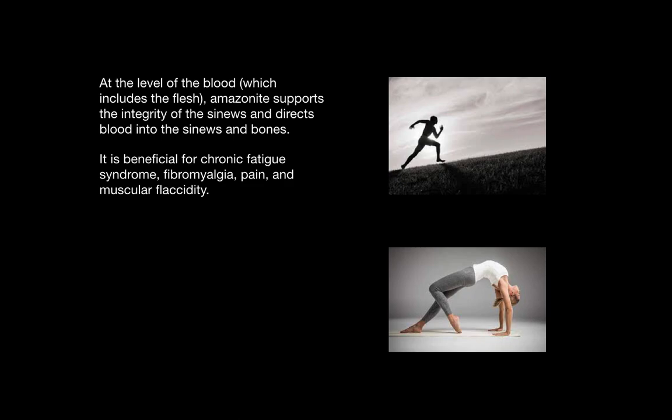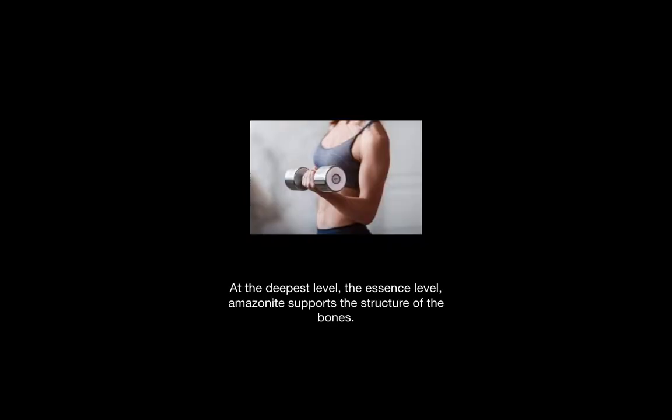At the level of the blood, which includes the flesh, Amazonite supports the integrity of the sinews and directs blood into the sinews and the bones. So it is helpful for treating chronic fatigue, fibromyalgia, pain, and muscular flaccidity. And at the deepest level, the source level, the level of the essence, Amazonite supports the structure of our bones.